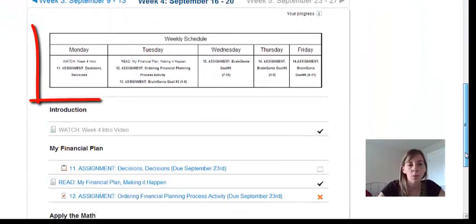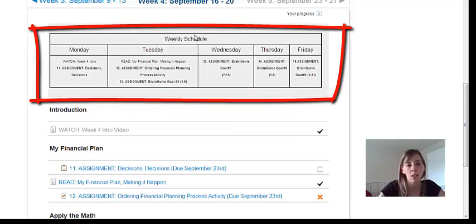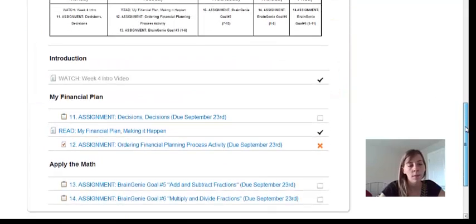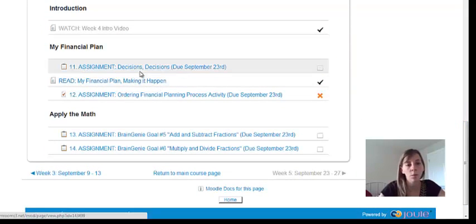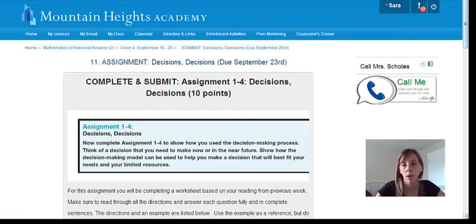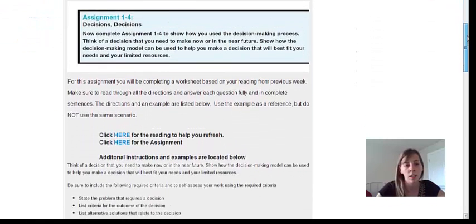Okay, as always, here's the weekly schedule at the top. Please pay attention to this because this gives you an idea of how much time I think you'll need to spend on each assignment. We're starting off the week with an assignment. So you'll go ahead and start assignment number 11 first thing this week.